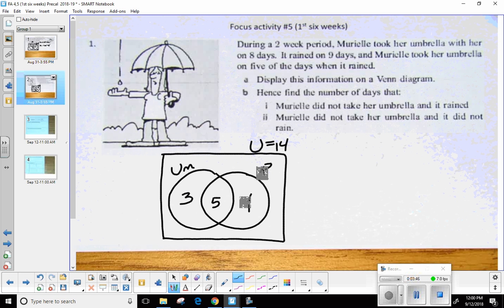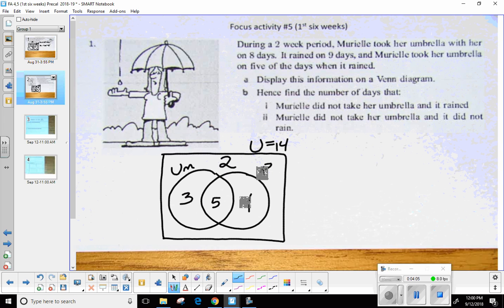There you go. If you go ahead and add up these values here, 3 plus 5 plus 4, that's only 12 of the 14 days. So that means there's 2 days still in the universe that she didn't bring her umbrella and it did not rain. So we still want it in the rectangle, but not in one of those sets. Okay, so A is taken care of.